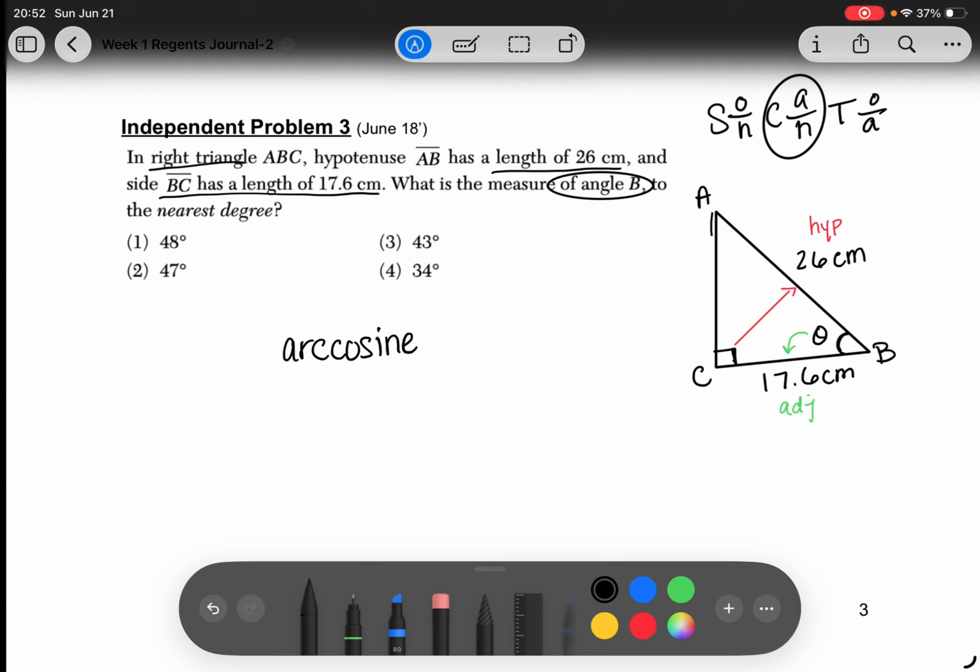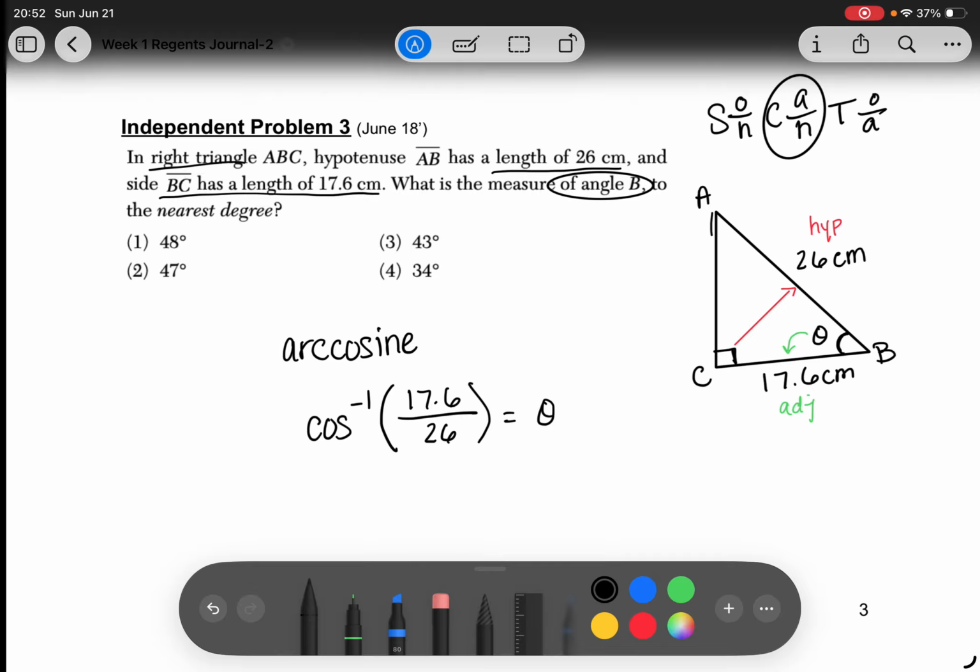And in order to do arc cosine, it's going to be set up as cosine to the power of negative 1. And then we're just going to write our fraction. So our fraction is going to be the adjacent over the hypotenuse. Our adjacent side is 17.6 over 26. And then set that equal to theta.